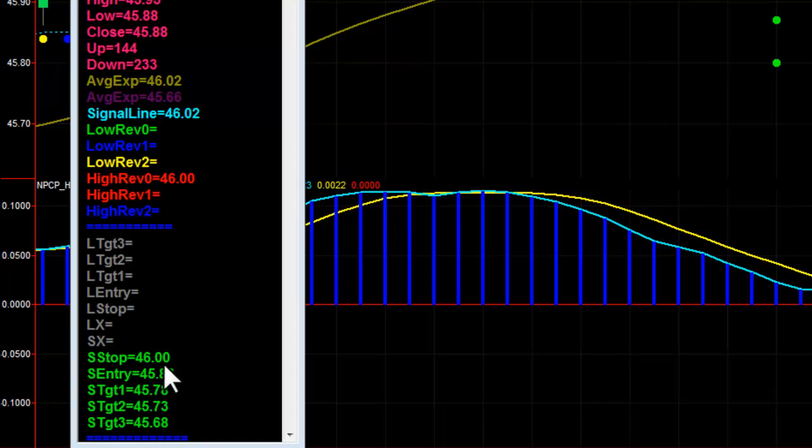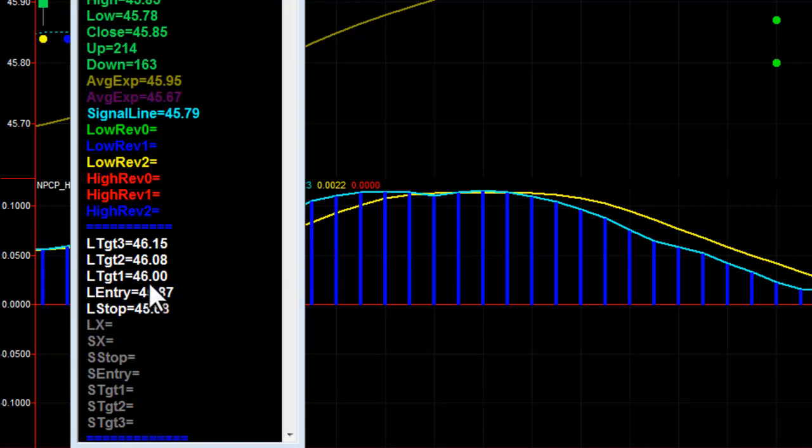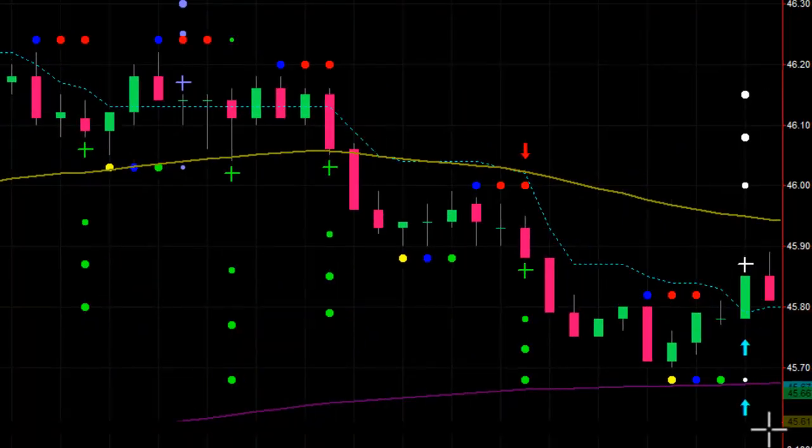So if we're going short, you'll have your entry and the targets going down and the stop above. Notice that when we go long, you have the entry and your targets going up. So it makes it very easy. Your eyes get used to seeing it. Let's see what happens if this trade triggers in. On the next bar, of course, it does.